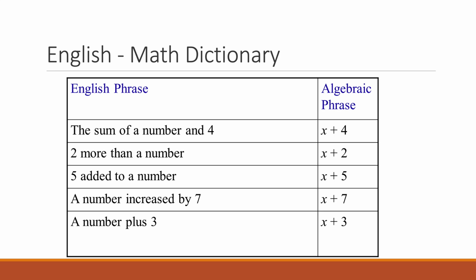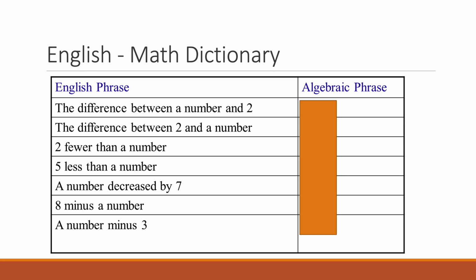5 added to a number, x plus 5 or 5 plus x, either way. A number increased by 7, x plus 7, because to increase is to add. And a number plus 3, well, that's kind of self-evident, x plus 3. You could also use n for all of those.